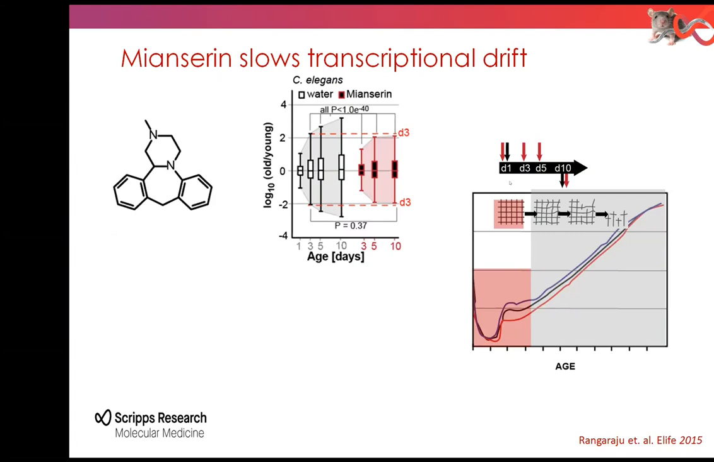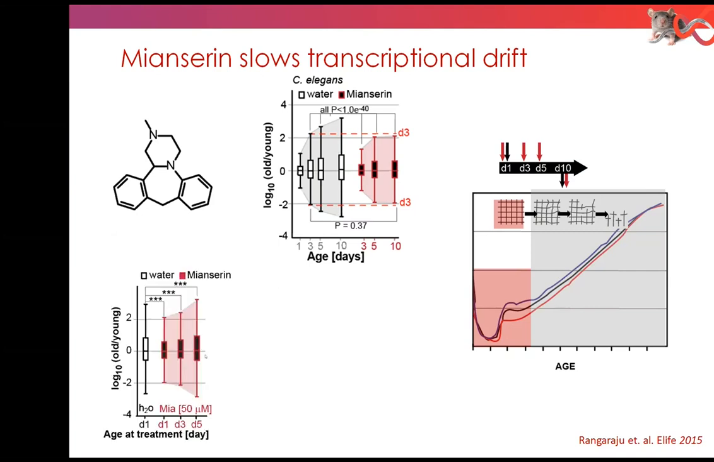And to test that, we did a simple experiment. We took worms again and we added Mianserin on day 1, 3, 5, or left them untreated, and then extracted RNA on day 10 and looked at transcriptional drift. And that's shown here. This is when we added just water on day 1 as a control, and this is transcriptional drift on day 10.